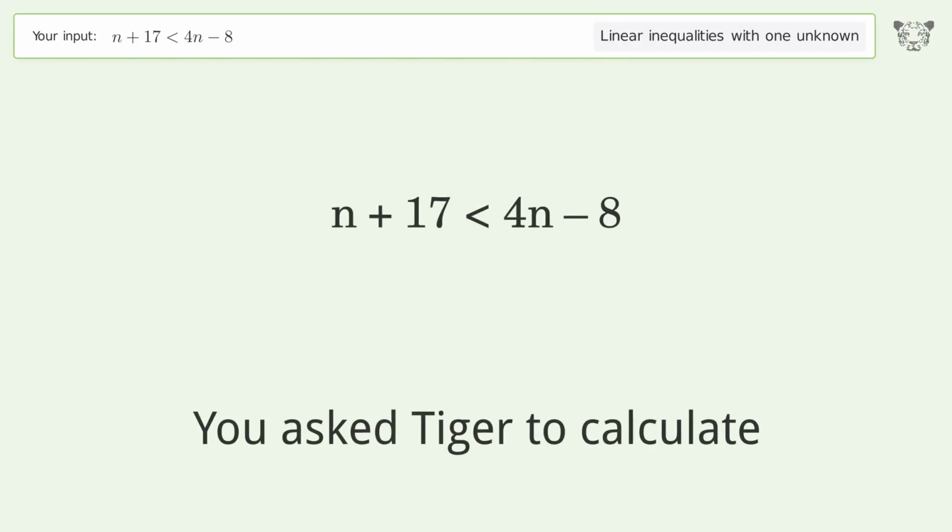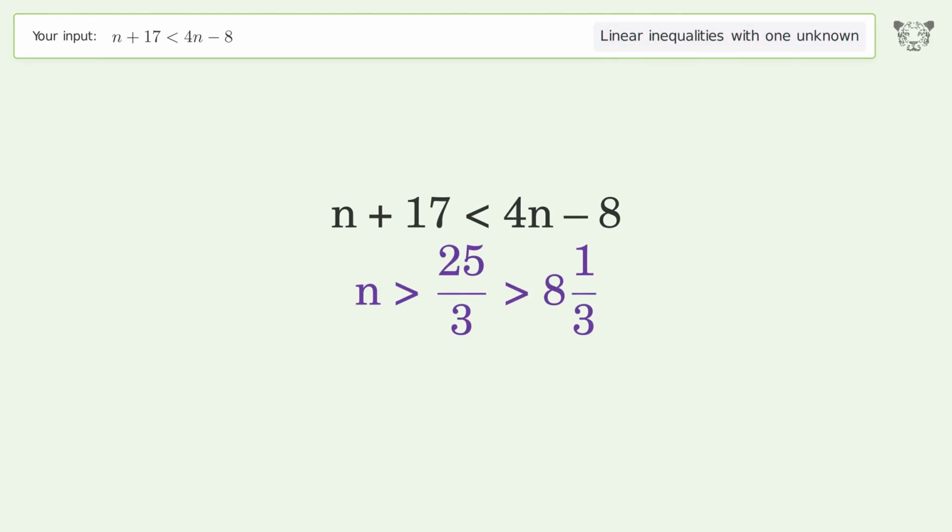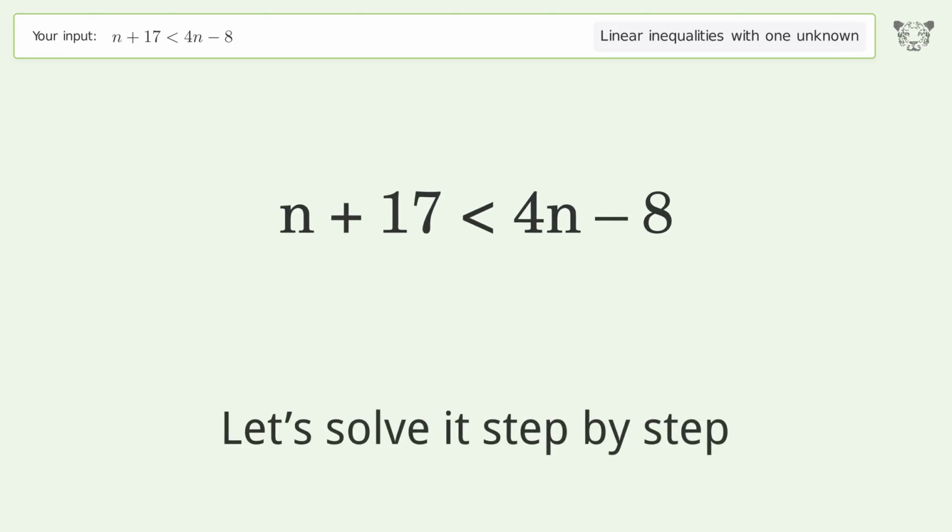You ask Tiger to calculate. This deals with linear inequalities with one unknown. The final result is n greater than 25 over 3 greater than 81 over 3. Let's solve it step by step.